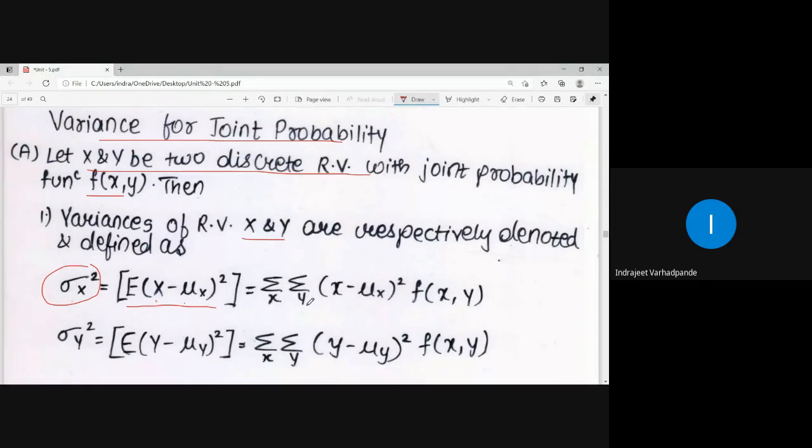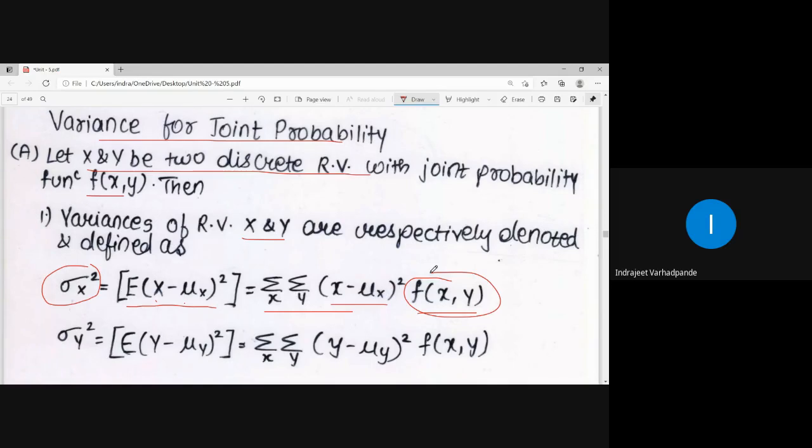Summation over x, summation over y, x minus mu x whole square multiplied by f of xy. This rule I know: whichever quantity is given for calculation of the expectation, that should be taken inside the summation and multiplied by the corresponding probability function. Here in case of joint random variables, the probability function is f of xy.